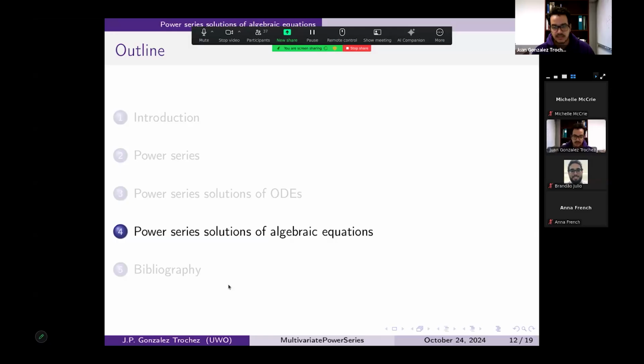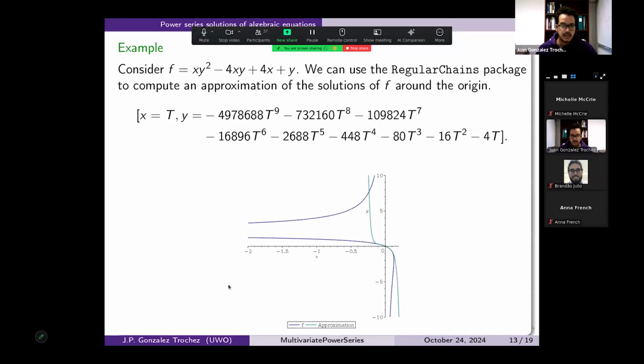we have now power series solutions of algebraic equations. As an introductory example, consider the polynomial f that we can see up here. The RegularChains package of Maple is currently able to compute approximations of the solutions of f around the origin with the Branches command. If we send this polynomial to the Branches command, we will get this back. And as we can see in this plot here, the polynomial f in blue will be properly approximated around the origin by the curve in green here.